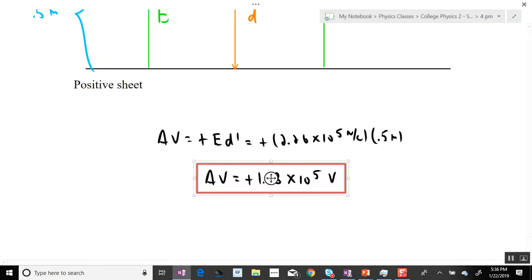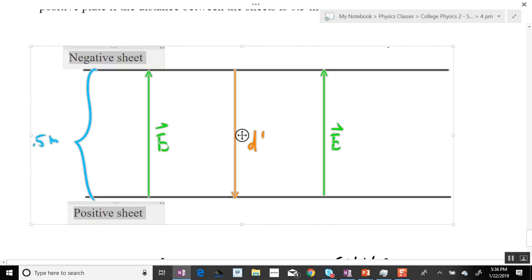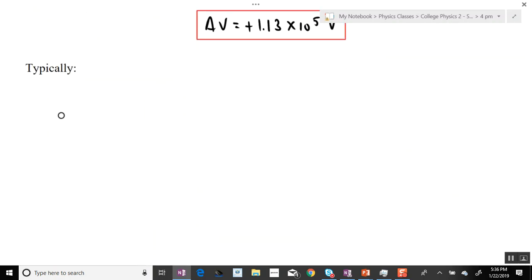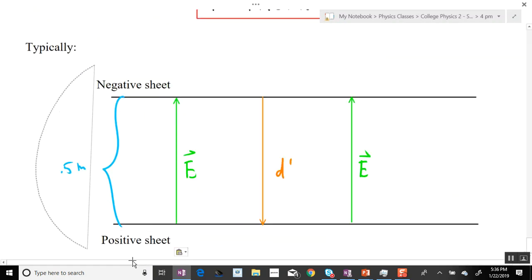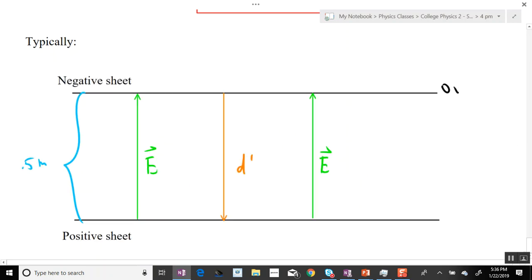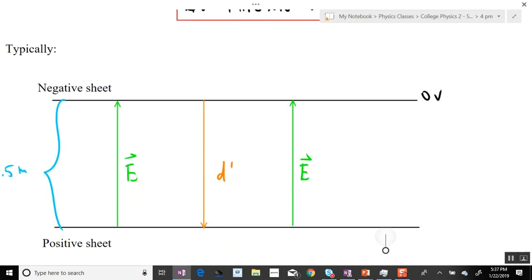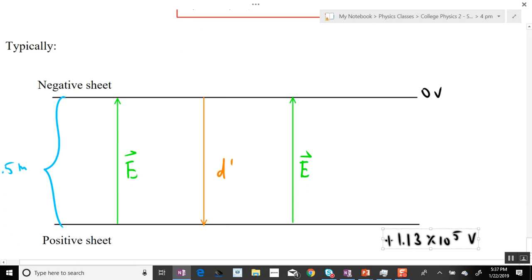Now, typically what we do when we talk about a capacitor in this sense is we normally say that the negative sheet is at 0 volts. This is typically what we do. And we'll get into more of this when we talk about capacitors by themselves. But usually we say this is 0 volts, right? If that's 0 volts, then all the way to the other side goes up by 1.13 times 10 to the fifth volts. That means that the positive side is 1.13 times 10 to the fifth volts, right?